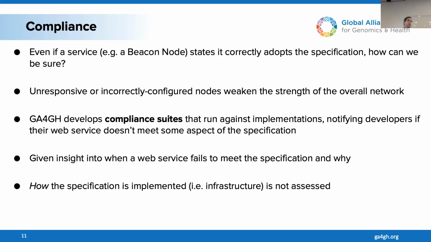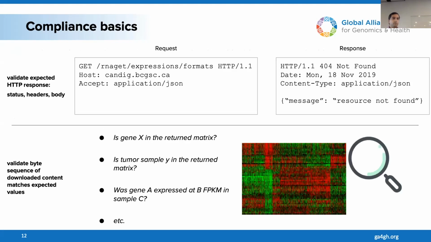Our answer to this, and our way of meeting this challenge, is to develop compliance suites that will run against our list of implementations that we track. They can notify developers and implementers if their implementation doesn't meet some aspect of our specification. It basically gives us insight into when a web service fails, or becomes unresponsive, or is not meeting the specification in some way. And again, we're not looking at underlying infrastructure, just at the API level.